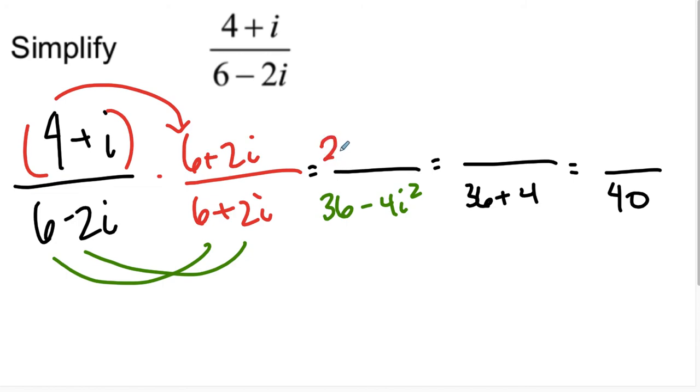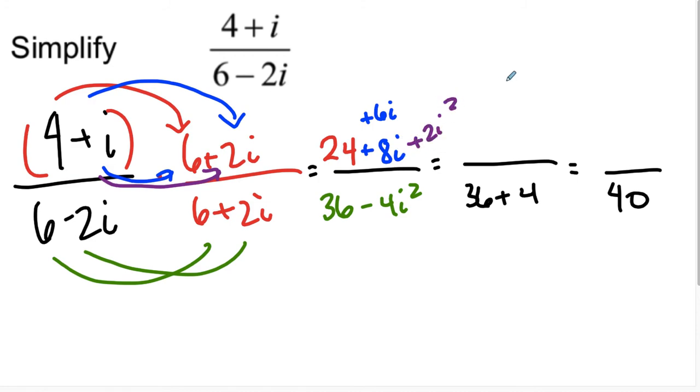So 4 times 6 is 24. 4 times positive 2i is positive 8i. And then i times 6 is positive 6i. I put it on top because I'm running out of space. And then i times 2i is positive 2i squared, which is going to be a real number. So the numerator really is 24 minus 2, which is 22. And then 6i plus 8i is 14i. So altogether, this is 22 plus 14i.